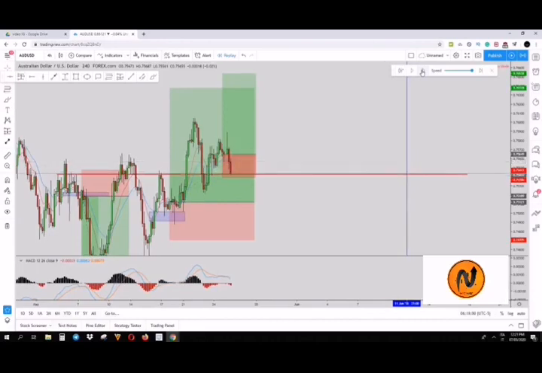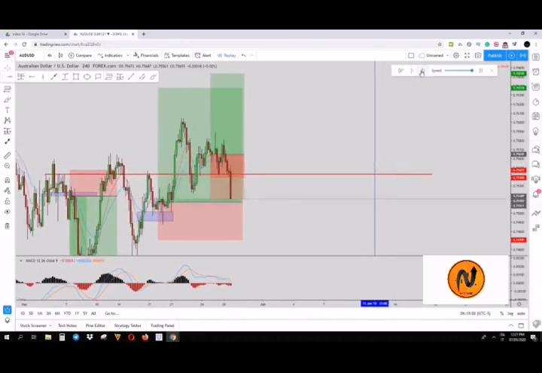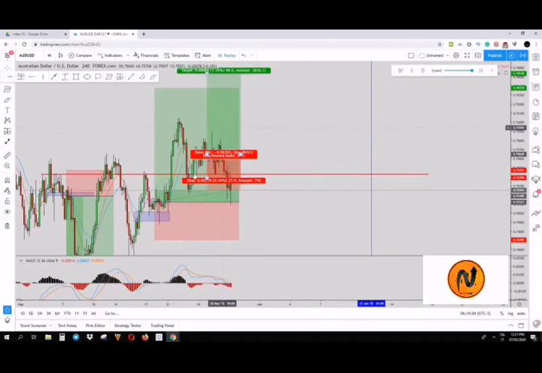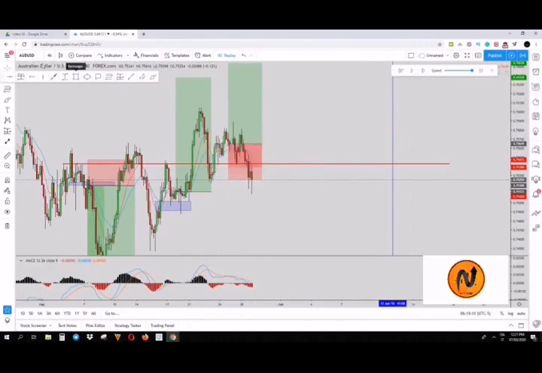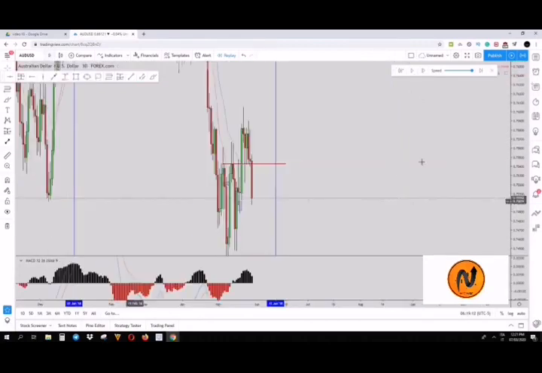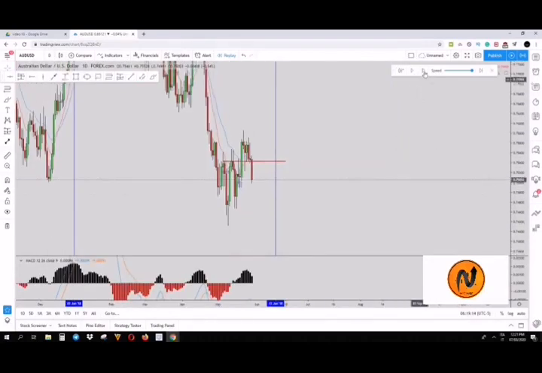Okay, so we already know that this one ends up being a loss. Yes, so this one here ended up being a loss. This one here ended up being a break even. This one break even, and this one a loss. Let's see if we get any other setups here on AUDUSD.